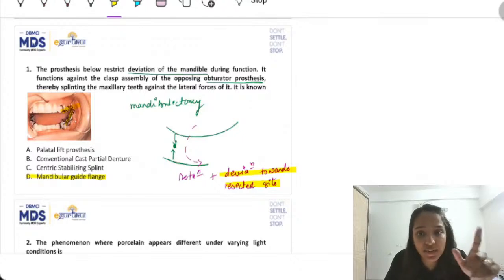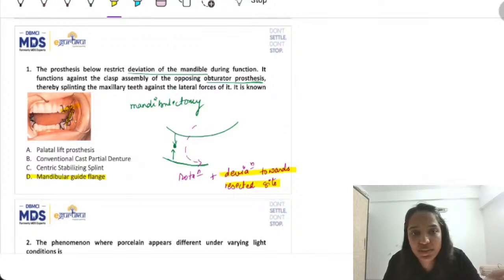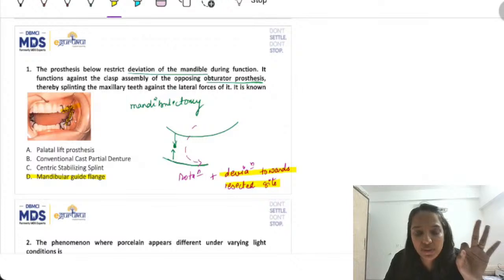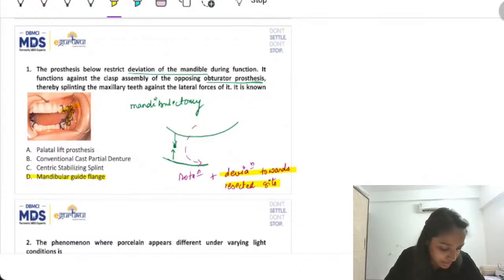At AIIMS, we used to make it out of ortho wire plus acrylic. So I may even show you an image of how we used to prepare it. Maybe that can be used as an image if it comes in the exam, right? So that is how guide flange prostheses are. The key point you need to remember is that it prevents deviation or running away of the mandible. Deviation is usually towards the resected site, and it is given in your mandibulectomy patients, right?